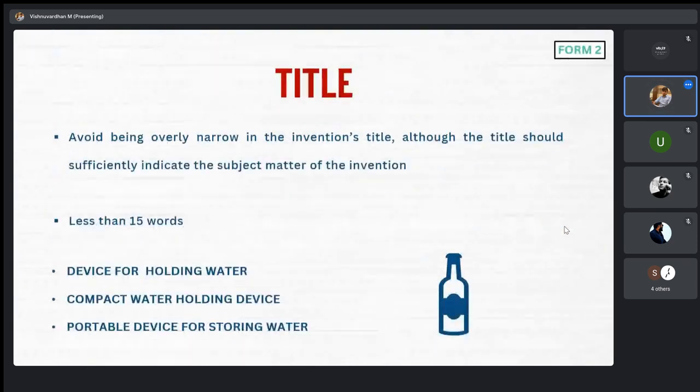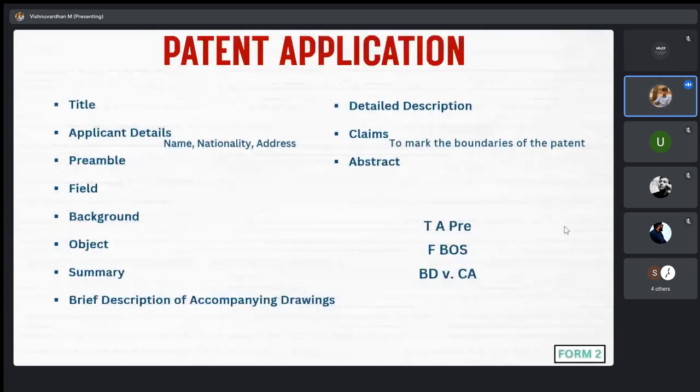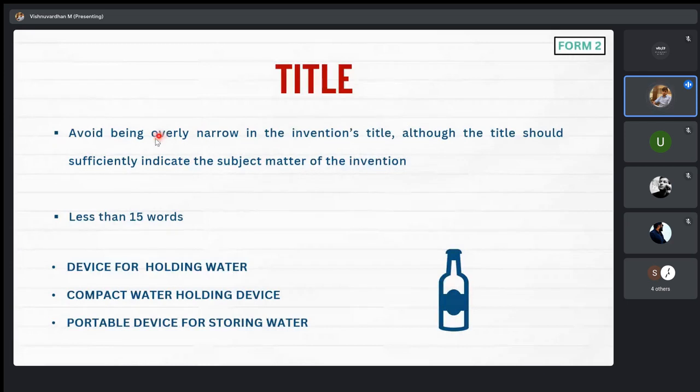Moving on. Just a basic idea of what each thing is, and then we'll go over an entire example. So for the title, don't be too narrow in the invention's title. Don't be too specific, because that could screw you over in the longer run. I'll take questions at the end of this. So just a moment. Don't be too narrow in the invention's title. Keep it broad, but not too broad also. If it's way too vague and ambiguous, you'll not get the patent granted.